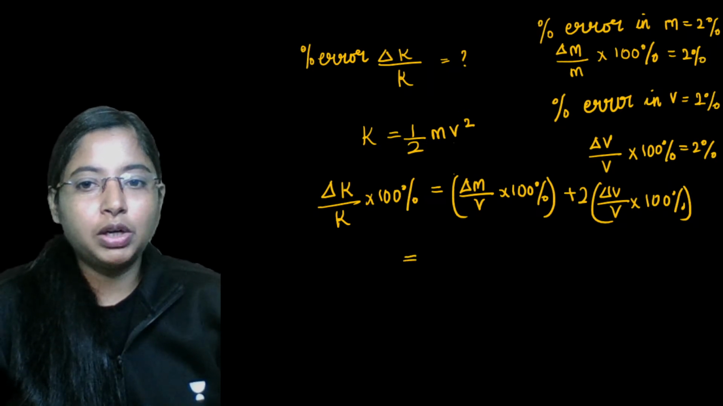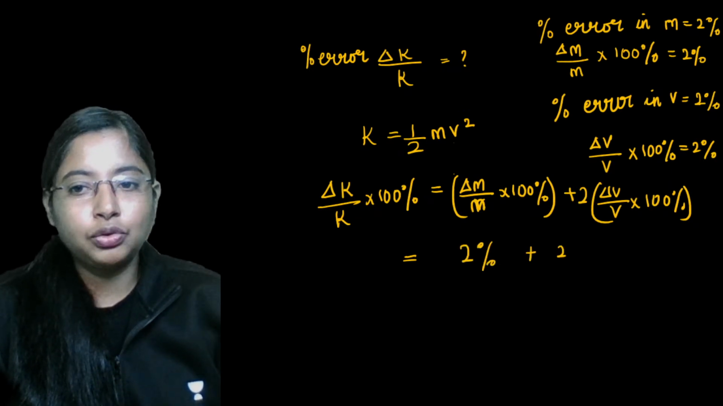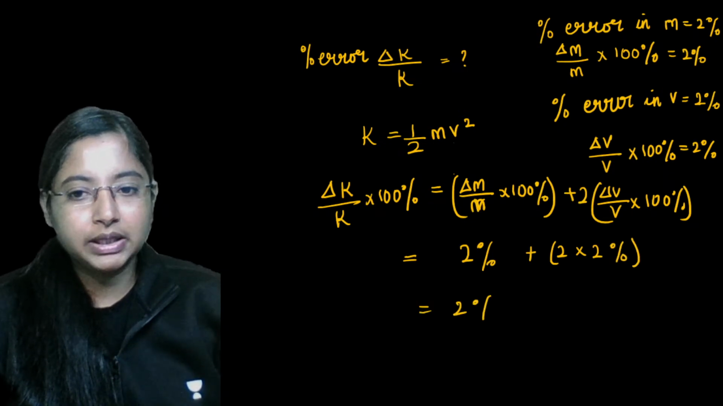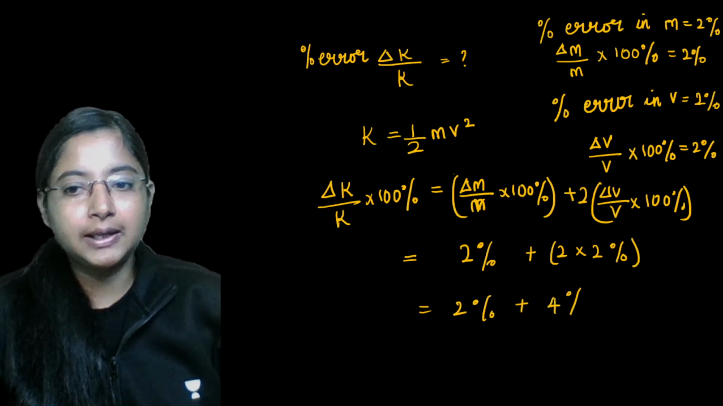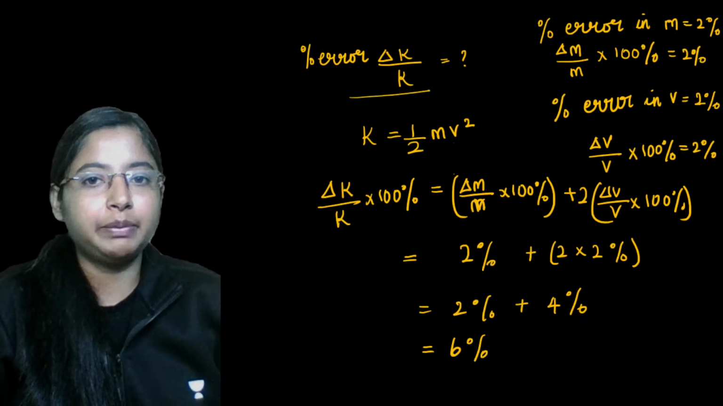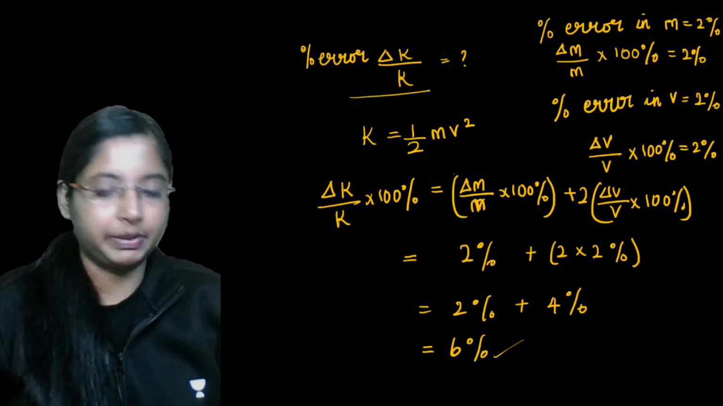So from here, delta m by m into 100% is 2%, plus 2 times delta v by v, which is 2 times 2%. So this is 2% plus 4%. This gives us 6% in total. So the percentage error in kinetic energy will be 6%.